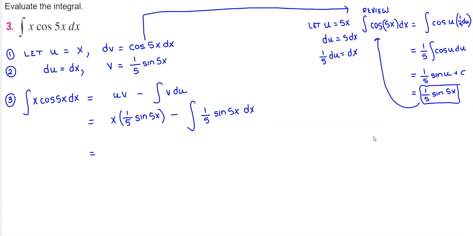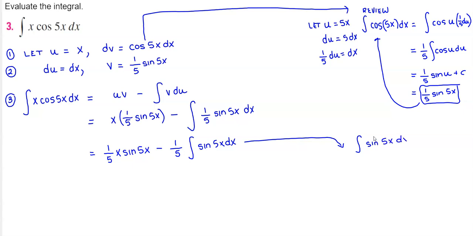So now let's go ahead and rearrange our first term. That's going to be 1/5 times x times the sine of 5x, minus, we're going to factor out the 1/5, and then we're going to take the antiderivative of the sine of 5x dx. Okay, so now we're going to go ahead and take the antiderivative of this. So for the antiderivative of the sine of 5x dx, we're going to let u equal 5x, and so therefore du is going to equal 5 dx, and therefore 1/5 du is going to equal dx.